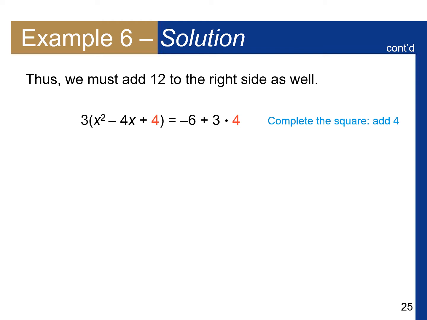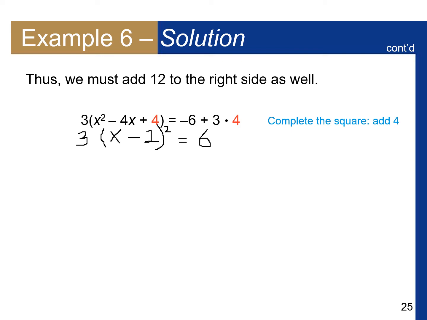And so now we can complete the square. And they just put 3 times 4 here. They should just put 12. So now when I complete the square, I have 3 times x. There's a minus sign in my binomial square, so this is going to be -2 quantity squared equals -6 plus 12, which is +6.